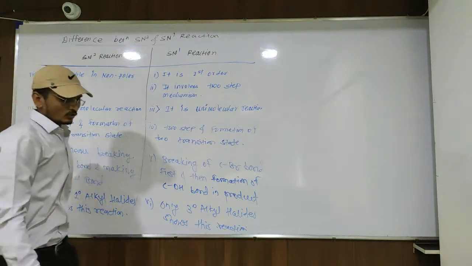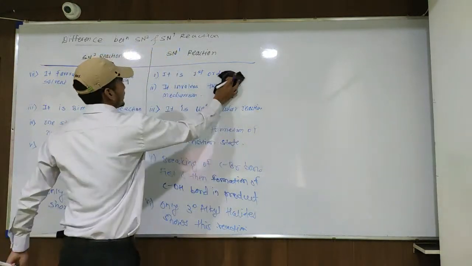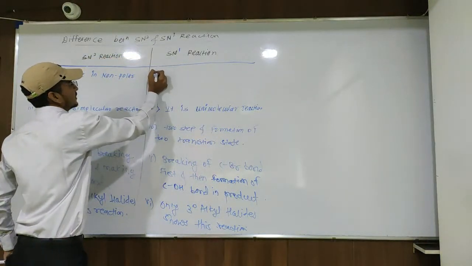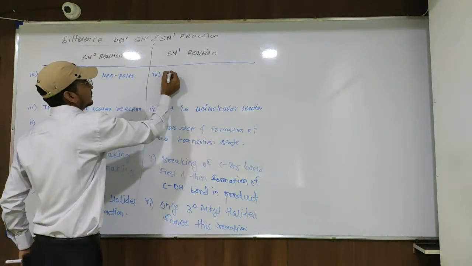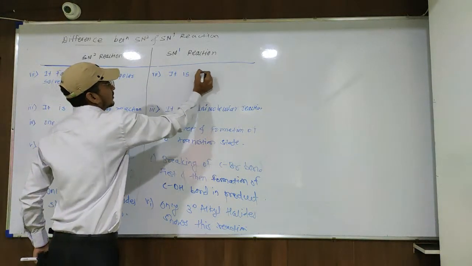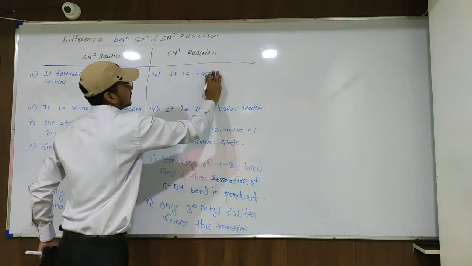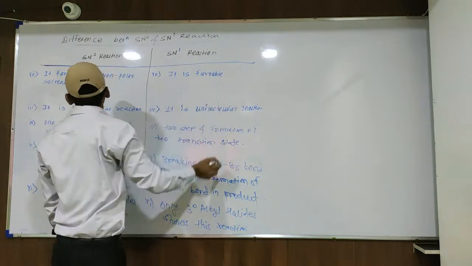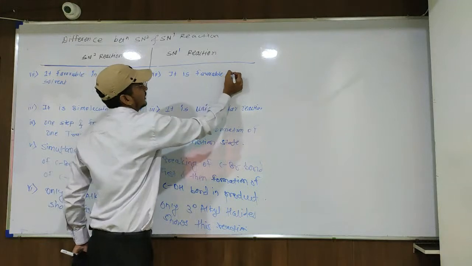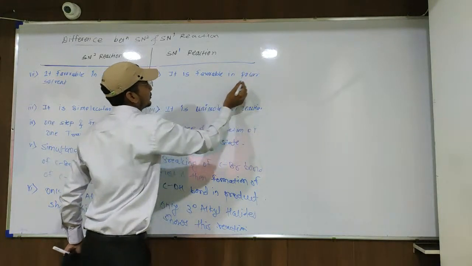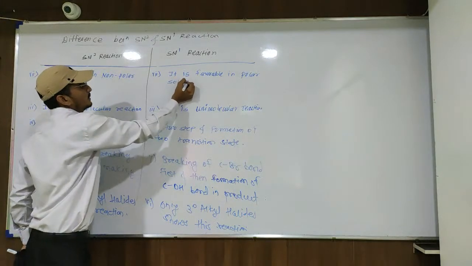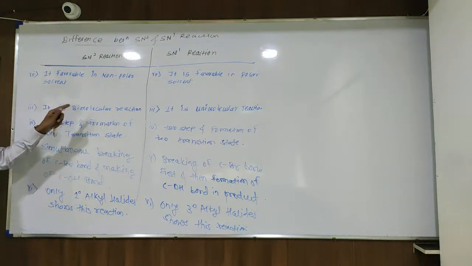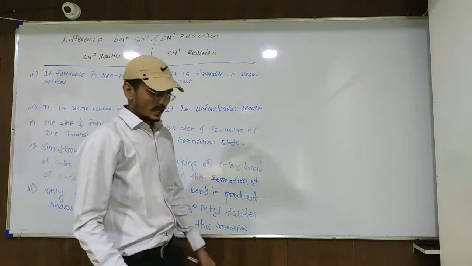Okay, but what about the SN1? The SN1 reaction is favorable in polar solvent. In which solvent does it generally happen? Polar solvent. Okay, it is favorable in polar protic, or you can say polar, solvent. In which solvent is it favorable? In polar solvent. Okay, and this is nothing but the distinguishing point between SN1 and SN2 here.